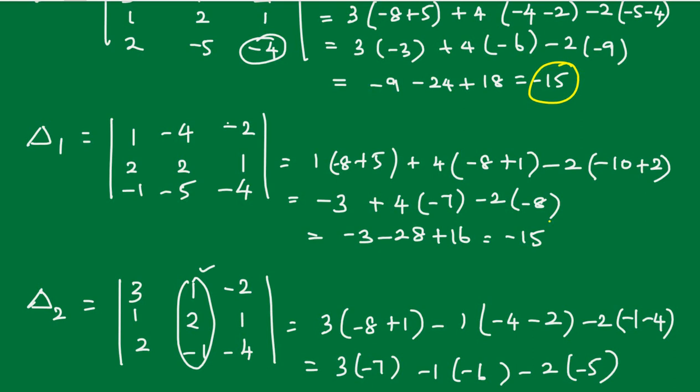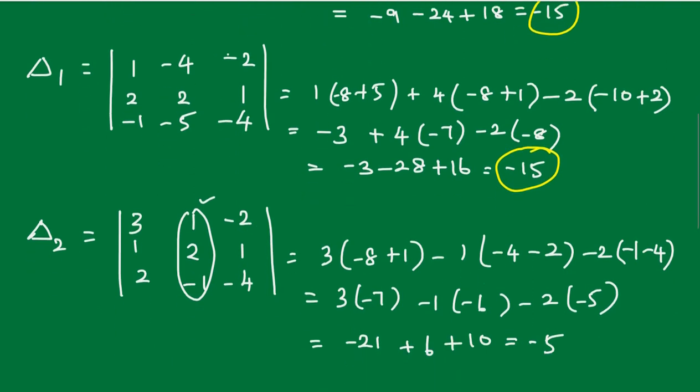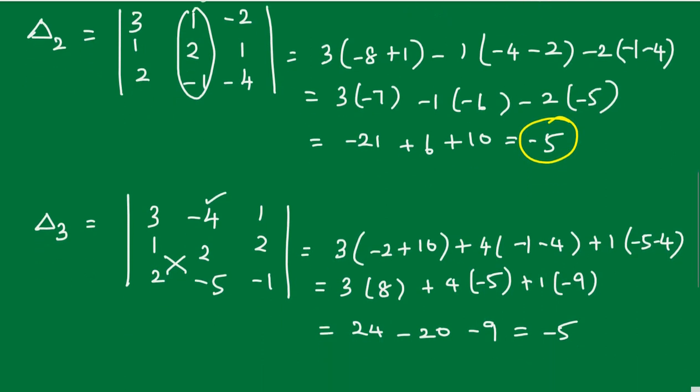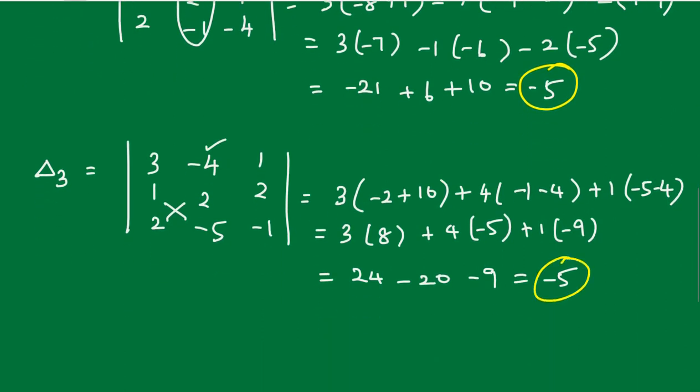Delta is minus 15, delta 1 is minus 15, next delta 2 is minus 5, delta 3 is also minus 5. Let us write now: delta is equal to minus 15, delta 1 is also minus 15, delta 2 is minus 5 and delta 3 is also minus 5.